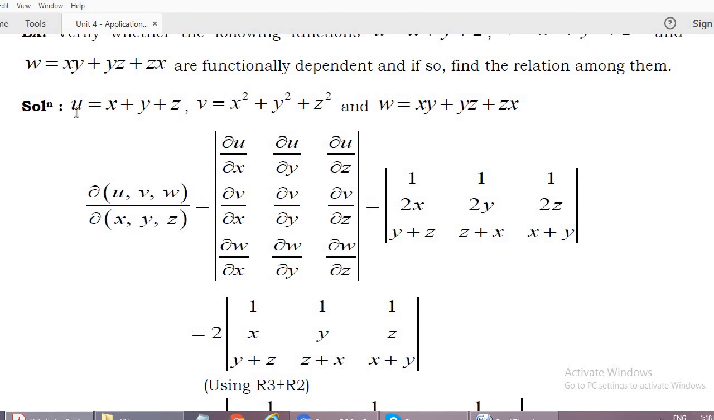So first row, derivative of u partially with respect to x, y and z, and that is 1, 1, 1. In the second row, derivative of v partially with respect to x, y and z, that will be 2x, 2y, 2z. And in the third row, derivative of w partially with respect to x, y and z, and that is y plus z, z plus x and x plus y.